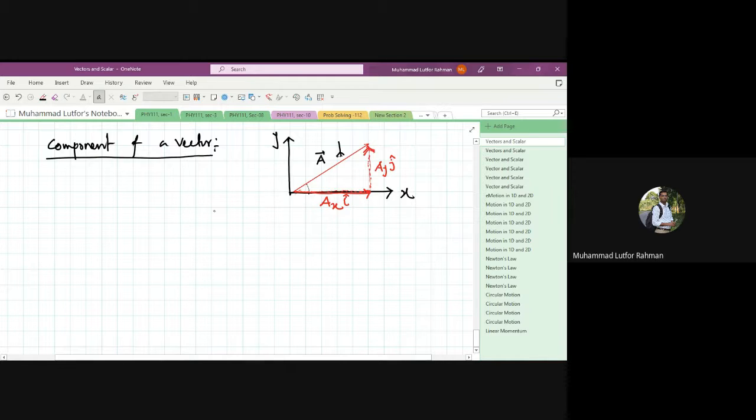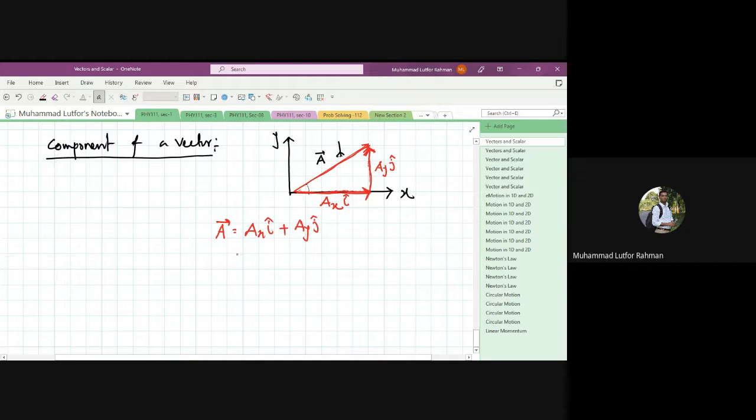I can write my resultant vector A using the vector triangle law. This is the first vector. Its head is connected to the tail of the second vector, a head-to-tail connection. So definitely my resultant vector would be that one. That's why I can write A as Ax i hat plus Ay j hat, right? That's how we can write the vector in the two-dimensional case.